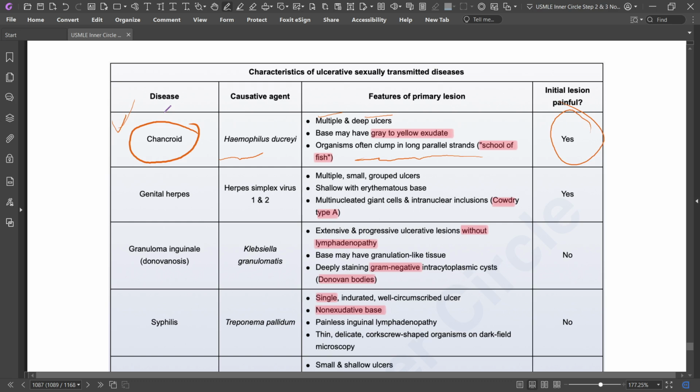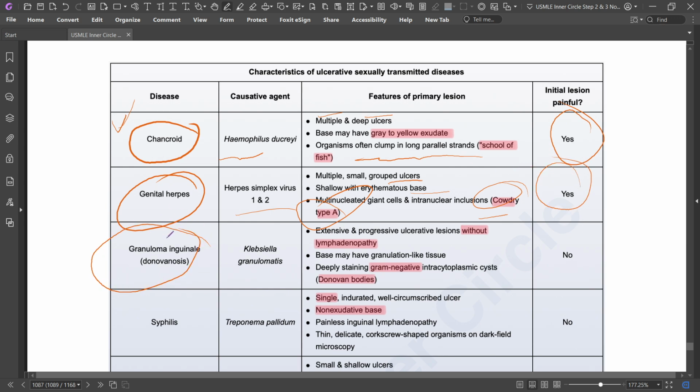Chancroid, Haemophilus ducreyi: painful ulcer. In genital herpes, there is a painful ulcer and painful lymph node. It has multiple small grouped ulcers caused by HSV-1 and 2, with a shallow erythematous base. You will see intranuclear inclusions, like Cowdry type A inclusions. The initial lesion is painful.